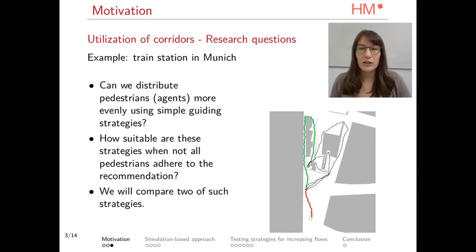My research question is, can we distribute agents over corridors using guiding strategies? We will look at two simple guiding strategies, and we also will consider that not every person will respond to the route recommendation that we make with our guiding strategy. So there is a second research question: how do the different guiding strategies perform when not all pedestrians respond to it? We will test two guiding strategies for full and partial adherence.